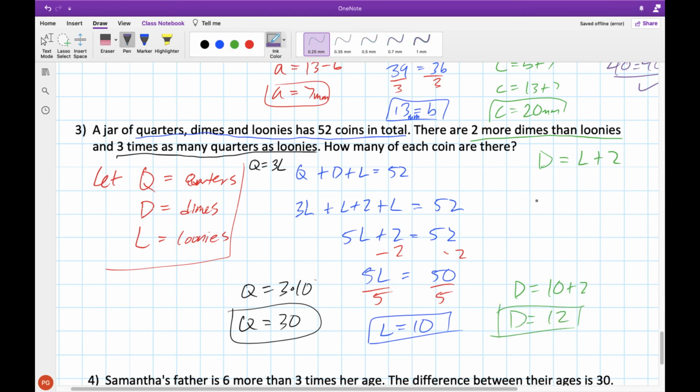And also we can check this one. We should be able to add all these together to get 52. So 30 plus 10 plus 12 should be equal to 52. That's 40 plus 12 is 52. So as we can see, all our coins add up and we can get our right answer.